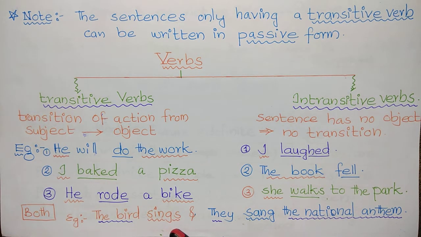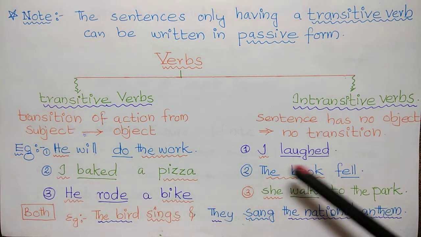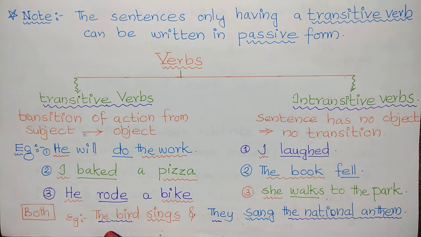Some verbs are used as both transitive and intransitive. See, the bird sings, they sang the national anthem. The bird sings, here it is intransitive, no object. They sang the national anthem. They is the subject and the national anthem is the object. So here sang is a transitive verb. So that is the difference between a transitive verb and an intransitive verb.